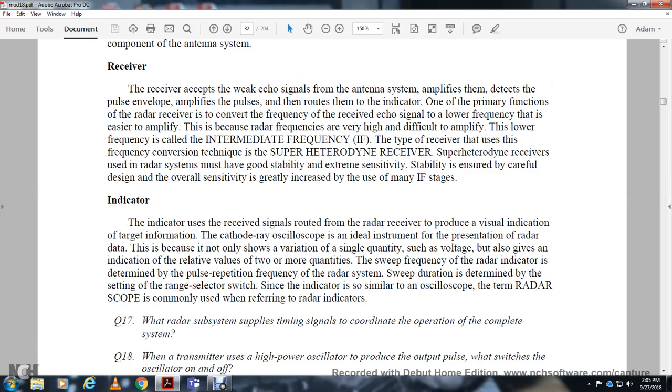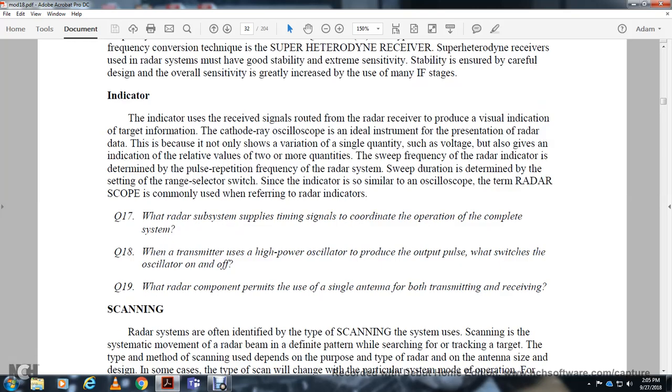Indicator. The indicator uses the received signal to provide the radar operator a visual indication of the target information. The cathode ray oscilloscope is the ideal instrument for the presentation of radar data because it not only shows the variation in signal quantity, such as voltage, but also gives an indication relative to the value of two or more quantities. The sweep frequency of the radar indicator is determined by the pulse repetition frequency of the radar system. Sweeping duration is determined by the setting of the radar range selector switch. These indicators are similar to the oscilloscope, and the term radar scope is commonly used when referring to radar indicators.